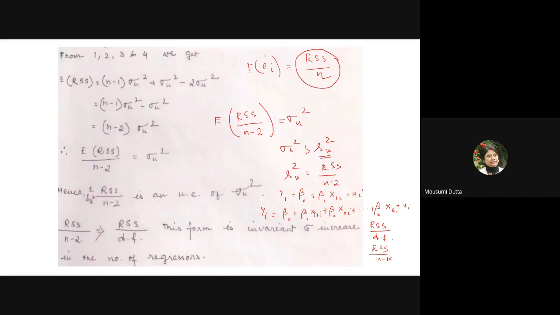So this is all about how to estimate or how to find out an unbiased estimator of sigma u square. Any question?